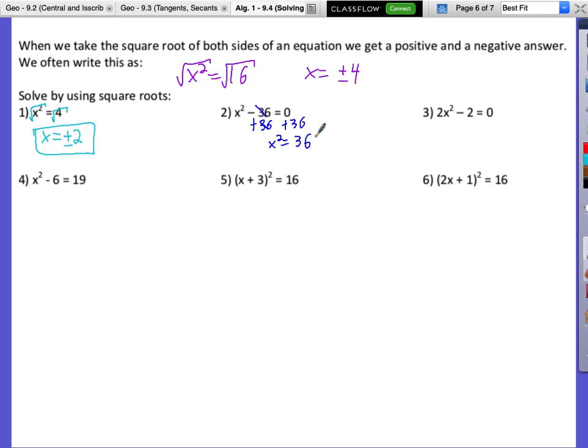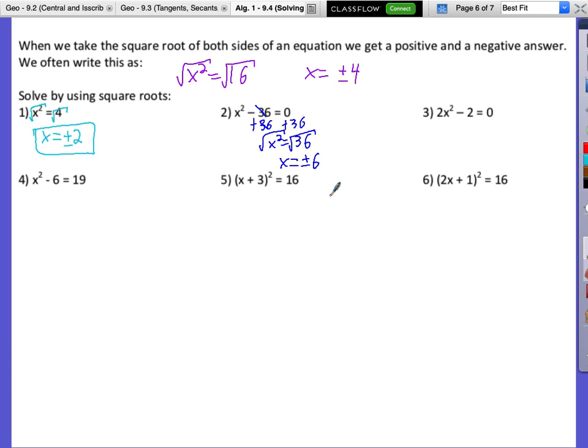Hannah, what was our second step? Take the square root of both sides. Yeah, whatever was being squared, in this case x, by itself, take the square root of both sides. Ben, what is the square root of x squared? X. What is the square root of 36? 6, but not just the positive 6, positive and negative 6.